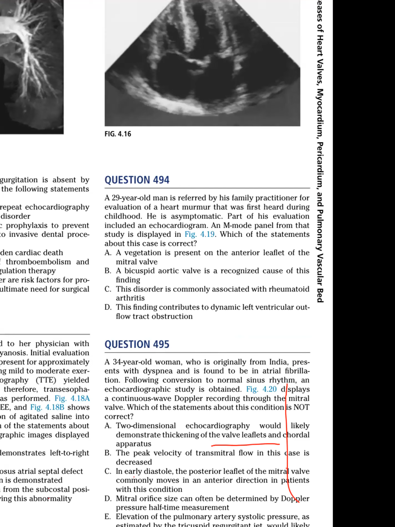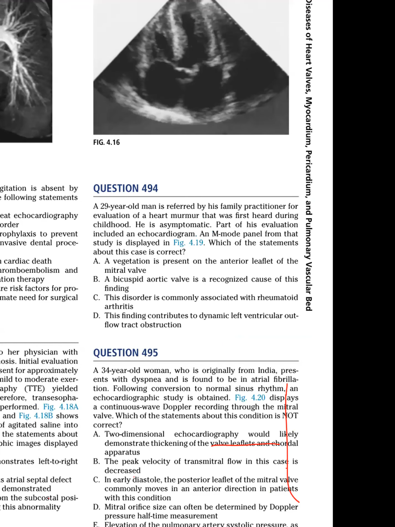So 494. They say which of the statements about this case is correct, so we are looking for the correct answer. A: a vegetation is present on the anterior leaflet of the mitral valve. That is not true. B: a bicuspid aortic valve is a recognized cause of this finding. That is correct, as we've mentioned. C: this disorder is commonly associated with rheumatoid arthritis. Not at all. D: this finding contributes to dynamic left ventricular outflow tract obstruction. That is not correct.